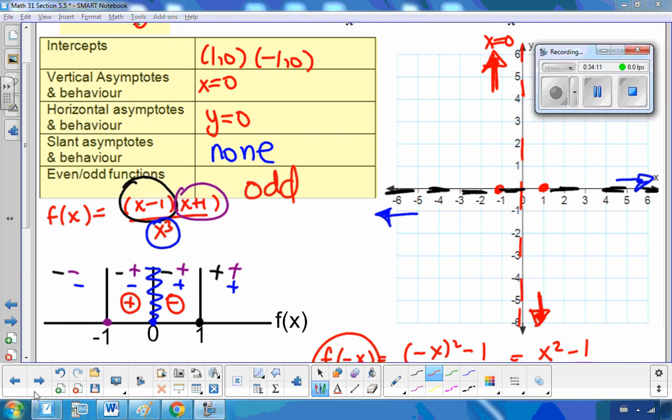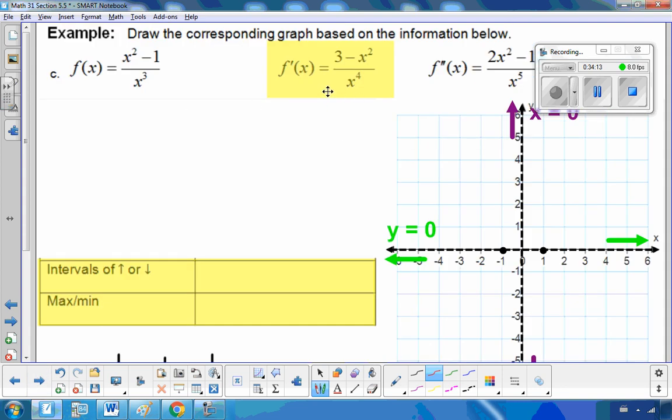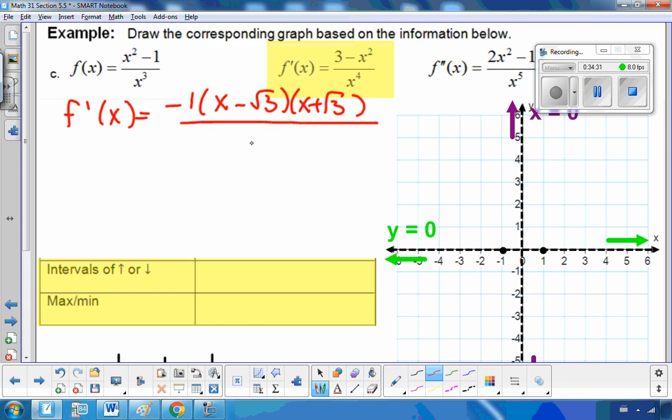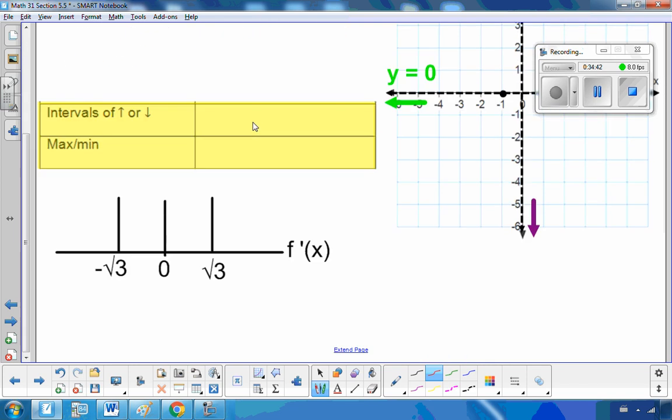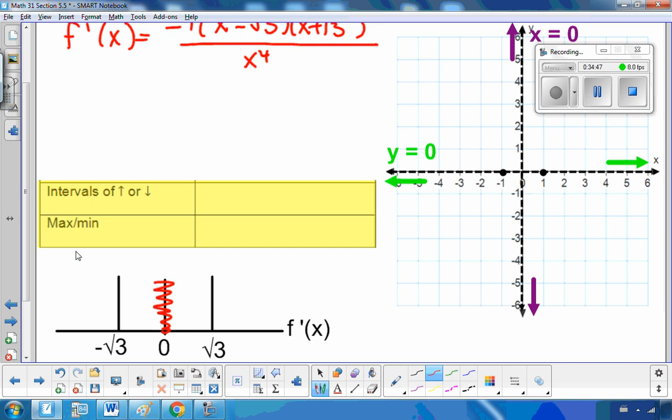Okay, so let's look at our first derivative. Our first derivative here, we're going to look at that for intervals of increase and decrease. So just factoring out that negative 1, I end up with x squared minus 3, which is a difference of squares, all over x exponent 4. So I have critical values at positive and negative root 3, and then at 0. Now remember 0 is a vertical asymptote, so I just want to mark that. Okay, and I want to look at intervals of increase and decrease.